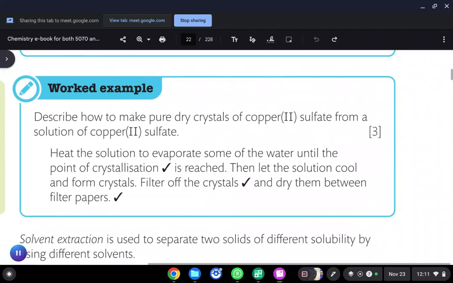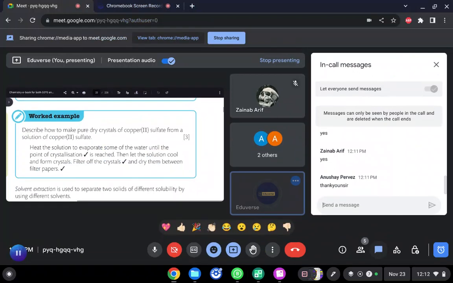Okay, next word example. Describe how to make pure dry crystals of copper sulfate, copper(II) sulfate. Oh, very good question. Do you know what this Roman 2 means? Can anyone tell me the meaning of this? You can say Roman 2. Anyone?